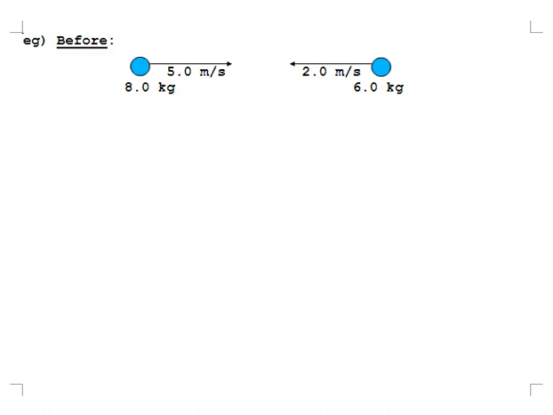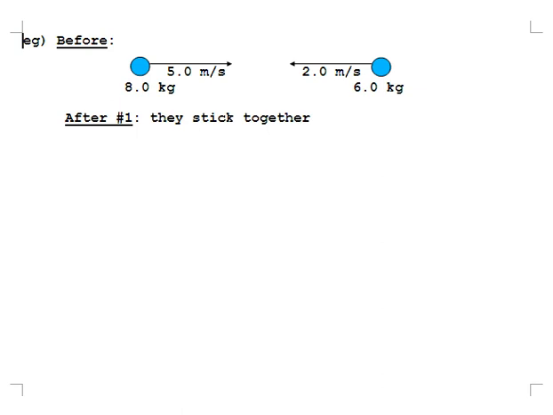So let's try this. Here's the before scenario. We're actually going to run the same before scenario for both of the examples, so you only have to copy this down once. There's the before. After number 1, we're going to say that these objects stick together. So this is the hit and stick variety. We know that there's going to be some heat energy created. We know that this thing is inelastic because anytime objects stick together, that's an inelastic collision.